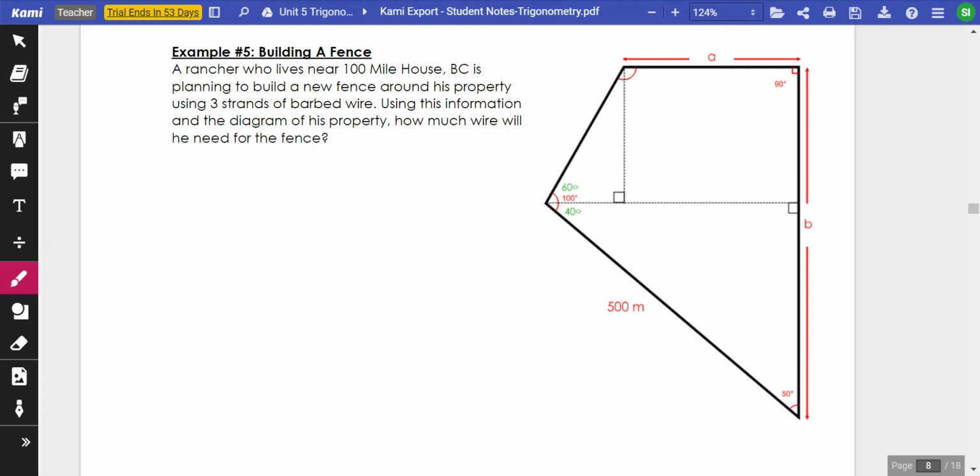Now there's one piece of information missing that actually should be on this diagram, and that's this here. This should be 200 meters. Okay, that should have been given in the question. Okay, so we're going to try and find how much total fence he will need, how much total barbed wire.